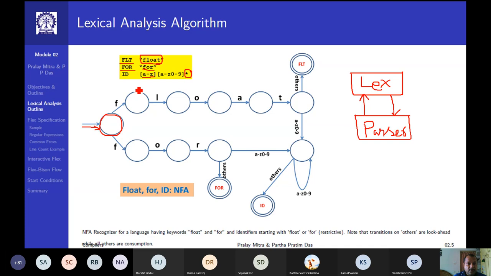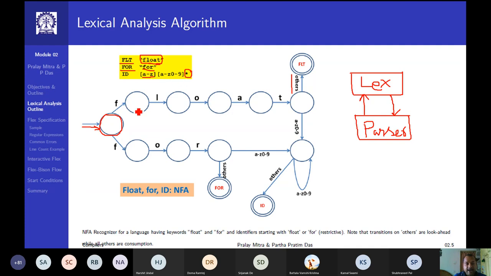Okay. Now if I draw the NFA for these three things, float for an identifier, then after the start state, one path is going, say, F, then going to the next state, then L going to the next state, O going to the next state, A going to the next state, T going to the next state. Now after this T, there must be some other thing. Other means what? It should not be, say, A to Z or 0 through 9.